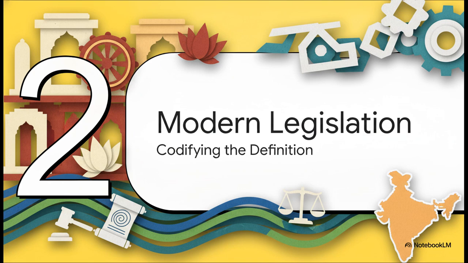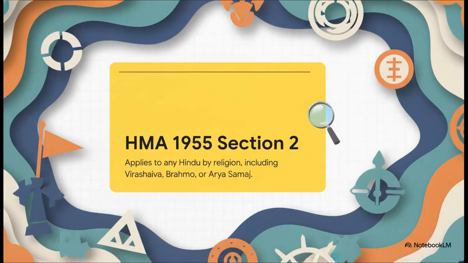Which brings us to Section 2, the modern legislative definition. Let's see how this broad philosophical idea was actually built into formal modern legislation. The crucial takeaway here is that when the legislature finally sat down to codify personal laws in the 1950s, through statutes like the Hindu Marriage Act and the Hindu Succession Act, they had to cast a very, very wide net to capture that diverse philosophical reality we just talked about.